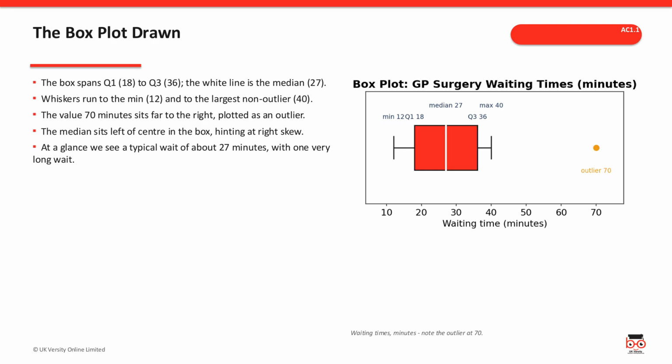Now picture that plotted. The box runs from 18 up to 36, with the median line at 27. The left whisker reaches down to the minimum of 12, and the right whisker out to 40, the largest ordinary value. But one patient waited 70 minutes, sitting far off to the right as an outlier. Notice the median sits left of center in the box, a hint that the data is skewed to the right, a typical wait of about 27 minutes with one unusually long one.